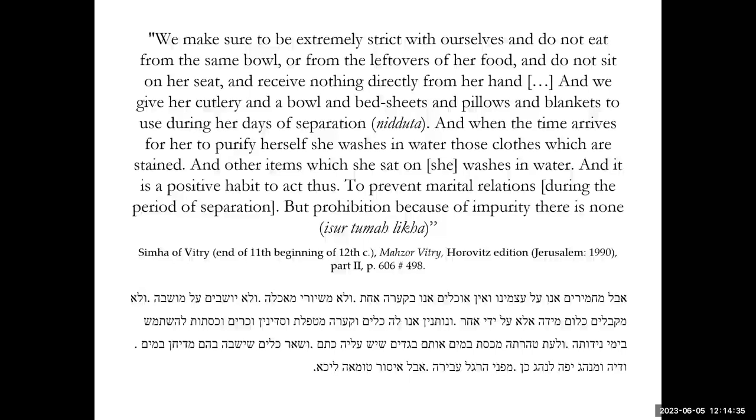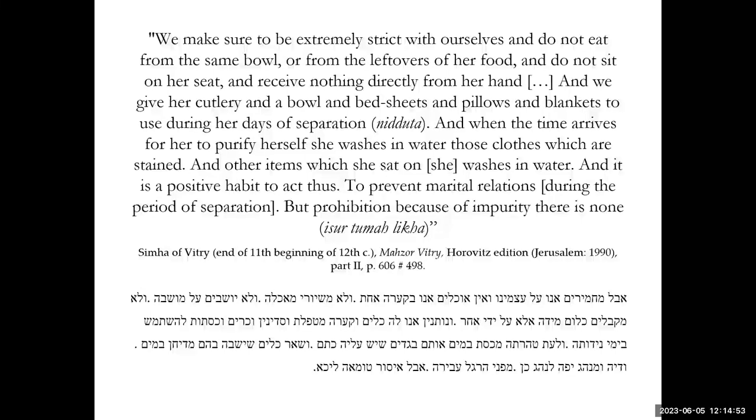Or from the leftovers of her food, and do not sit on her seat and receive nothing directly from her hand. We would give her cutlery and a bowl and bed sheets and pillows and blankets to use during these days of separation. So you can imagine the home space of these separate items in order to signify visually that she's separated.